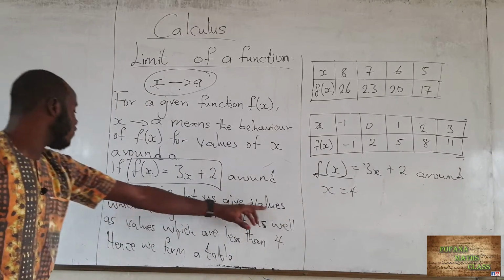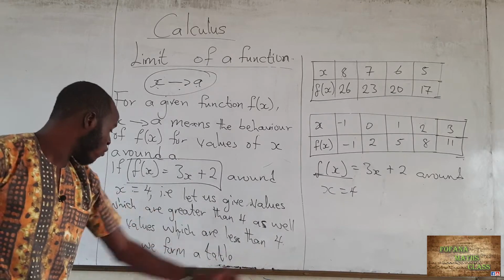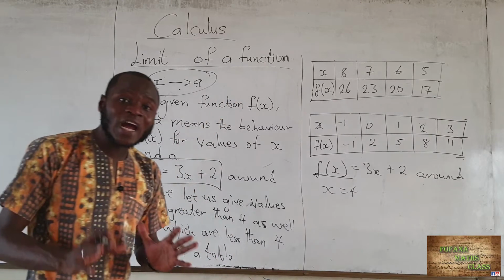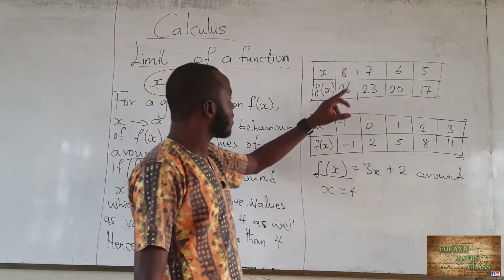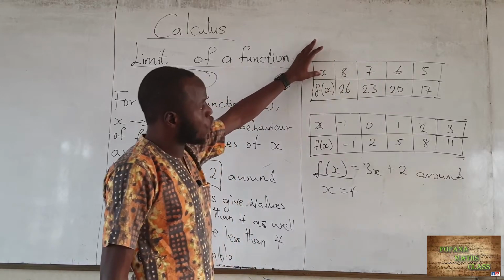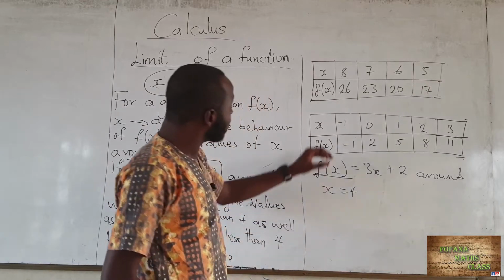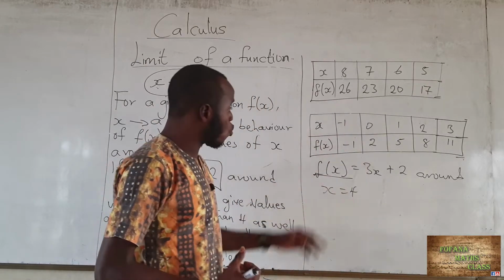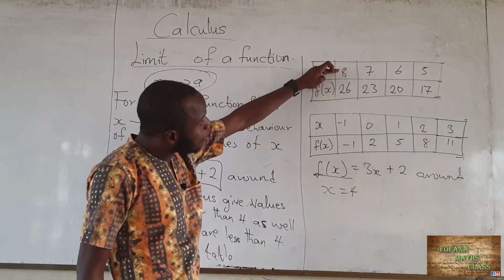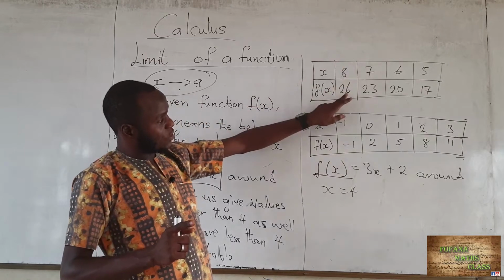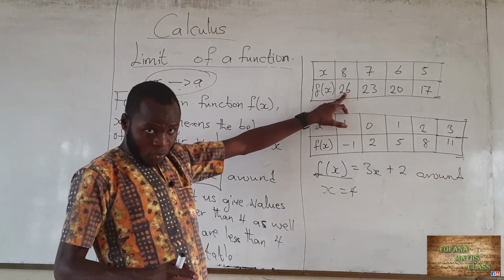Now we will give values which are greater than 4 as well as values which are less than 4. Hence we will form a table and look at the behavior of f of x around 4. With the first table we have values of x which are reducing and approaching 4, and in the second table we have values of x which are increasing towards 4. With the first value, when you have 8 and substitute it into f of x, this is the value that you will have, which is 26.